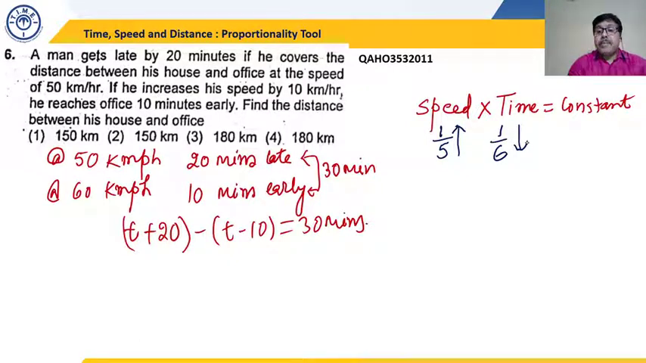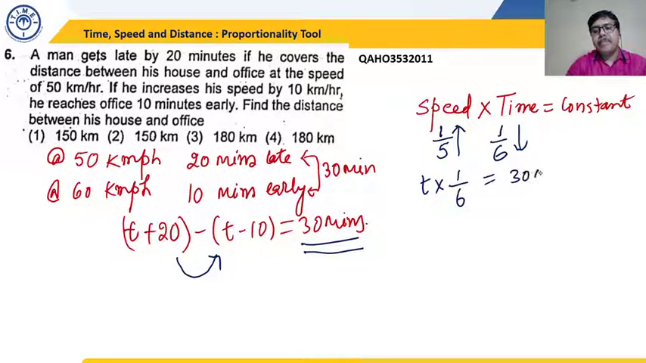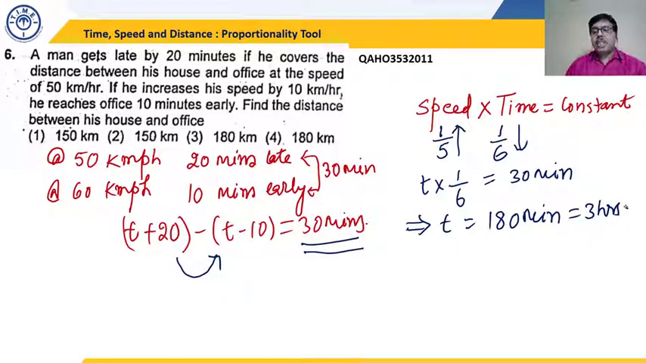But what is the difference between these two times? Between these two instances, there is a gap of 30 minutes. So can I say, if my actual time taken is t, then t into 1 by 6 is turning out to be 30 minutes. So what is the actual time taken t? 30 into 6 is 180 minutes, and 180 minutes is 3 hours. So actually he used to take 3 hours at the rate of 50 km per hour.